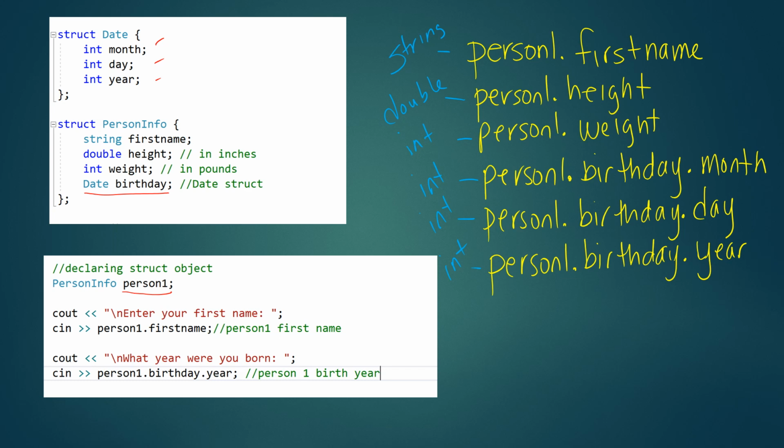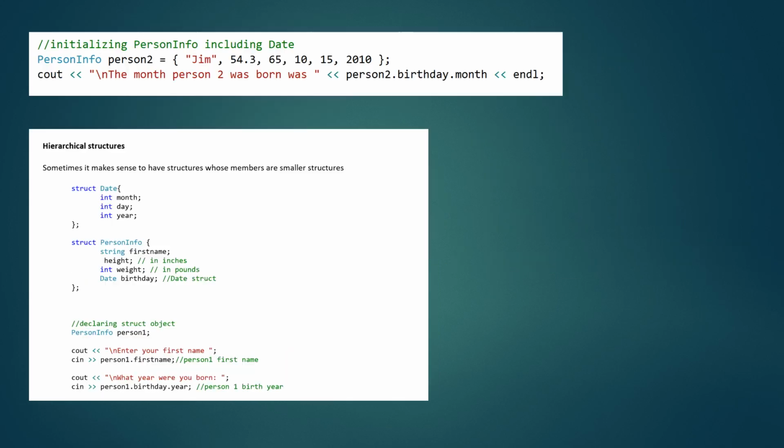So you can certainly do this, and if you take a look at this example, it definitely makes sense. So here's just taking another look at it. You can initialize your person. So if you remember the last slide, we had a string, a double, an int, an int, and an int. So this is person two dot first name, person two dot height, and this should be a double right here. So this is a string, a double for the height, an integer for the weight, an integer for the month, an integer for the day, and an integer for the year.